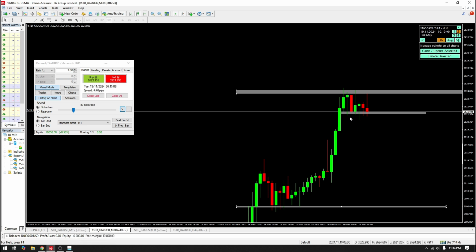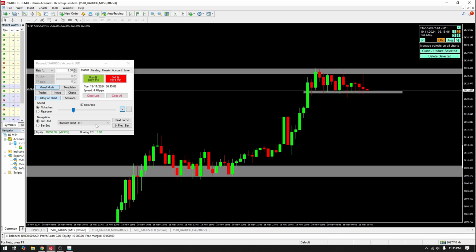You've got rejection wicks on the 30-minute here. You've got to imagine this candle was extremely bearish at one point and then came back up and closed as a bullish candle. So the 15-minute didn't close outside the zone. At this point, we're waiting. It's a waiting game, right? We don't know where the market's going yet.